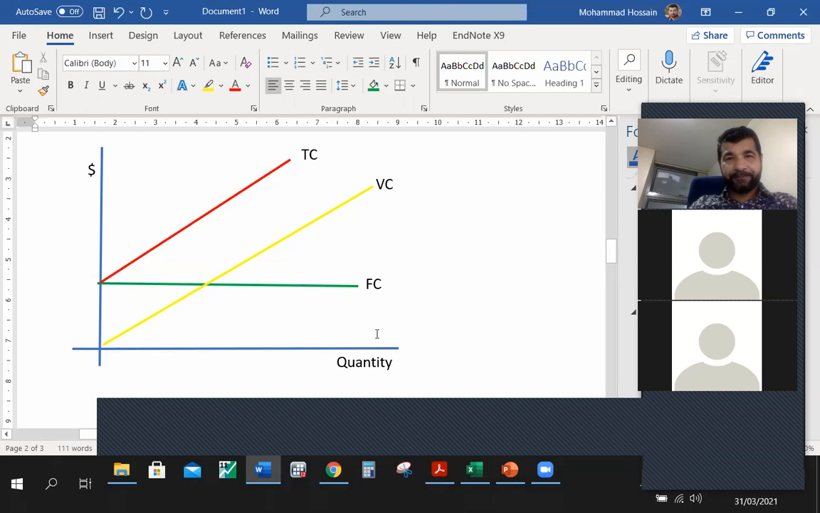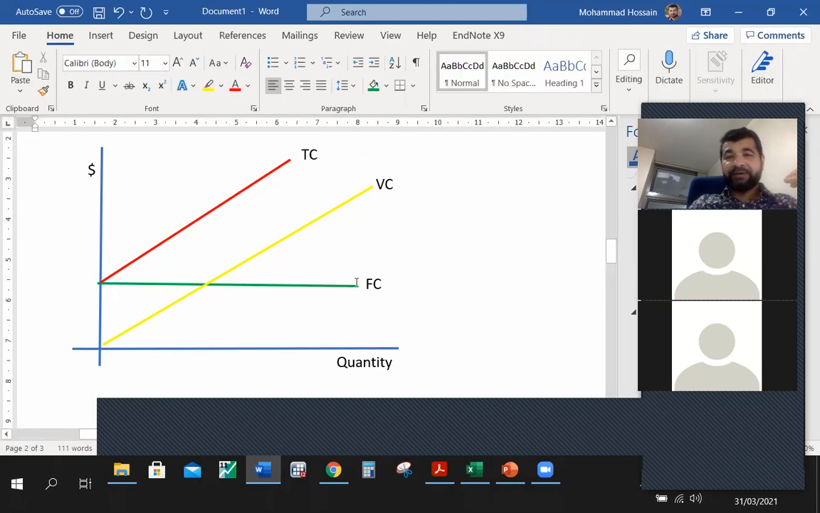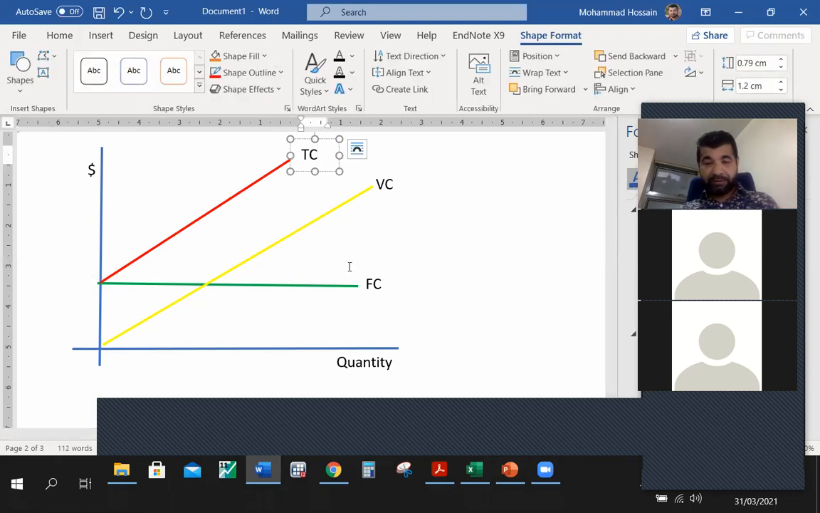Is it okay now? Any question on this, guys? Total cost will be starting from this point. Okay, that's the whole difference. Why is that? Because let's say fixed cost is $100, variable cost is, let's say, $5. So when you produce zero, nothing, you pay only fixed cost, $100. Total cost is actually fixed cost plus variable cost.